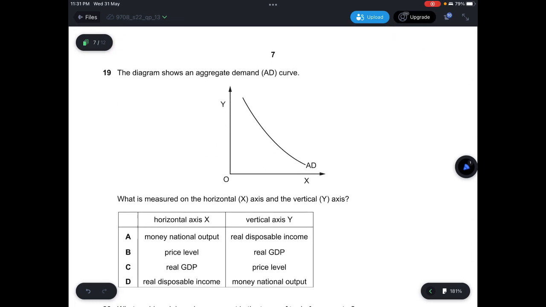Question 19, the diagram shows an aggregate demand curve and what is measured on the horizontal axis and the vertical axis, basically the x and y axis. So for an AD curve, the x-axis would be real GDP, and then y will be price level. So let's see which one is the answer. A says money national output and real disposable income, which is not correct. Now for B, it's the other way around, so it's not correct. C is correct, and D is also not correct. So answer is C.